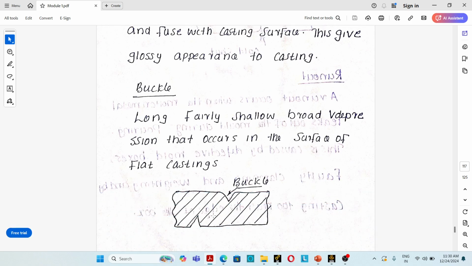Next one is buckle. Buckle is a V depression that occurs on the surface of a flat casting. See, you can see that there will be a V depression here, a V depression here, and that V depression is known as buckle. Long, fairly shallow, broad V depression that occurs in the surface of a flat casting. That is known as buckle.